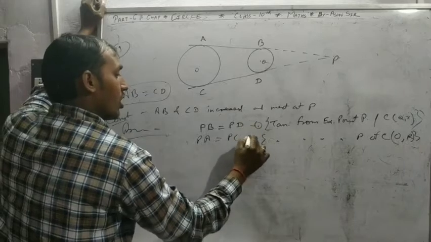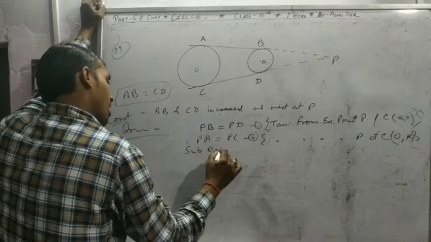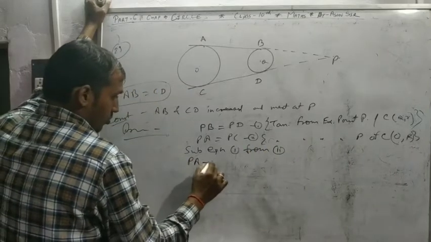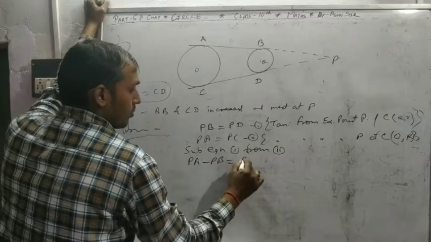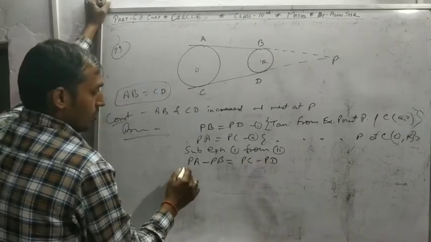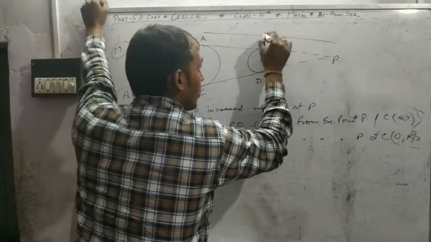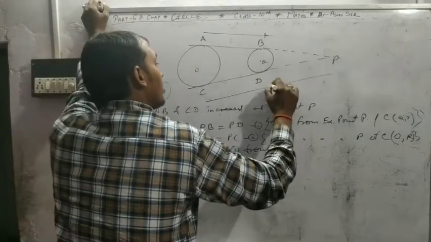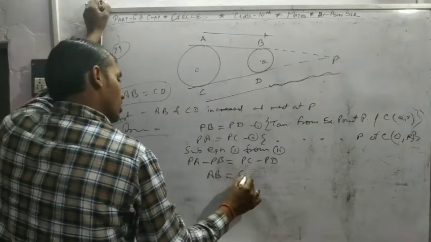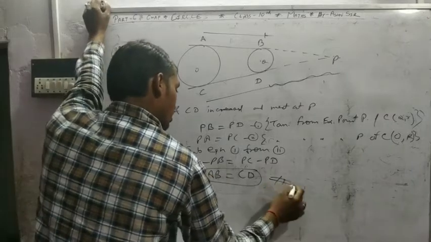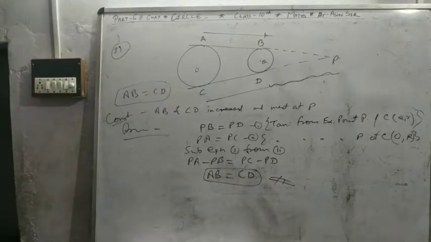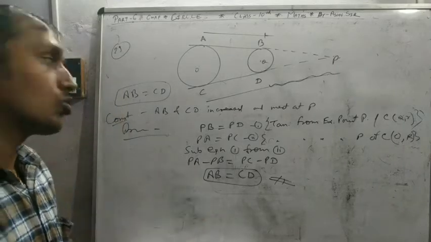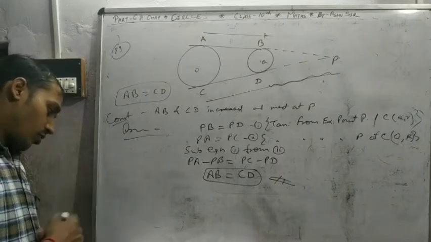First equation and second equation. Subtract the first equation from the second. So PA minus PB, PC minus PD. PA minus PB, we get AB. Same, PC minus PD, we get CD. I hope you understand what it means, a small topic used to solve the questions. Pause, write down.